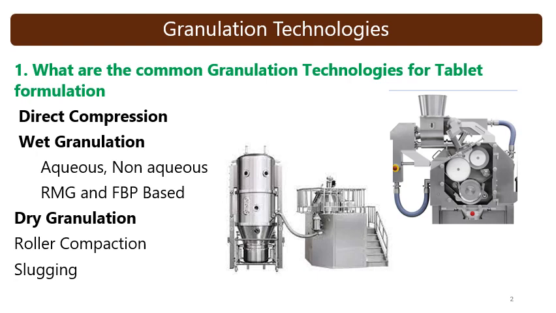So another is based on the equipment for granulation. So the equipment may be RMG, that is rapid mixer granulator, or it may be fluid bed processor. So fluid bed processor granulation is known as top spray granulation. Then dry granulation. Dry granulation doesn't involve the use of any solvent, and dry granulation has two important types like roller compaction and slugging. So three techniques are there which are used widely in the pharmaceutical industry. Those are direct compression, wet granulation and dry granulation.